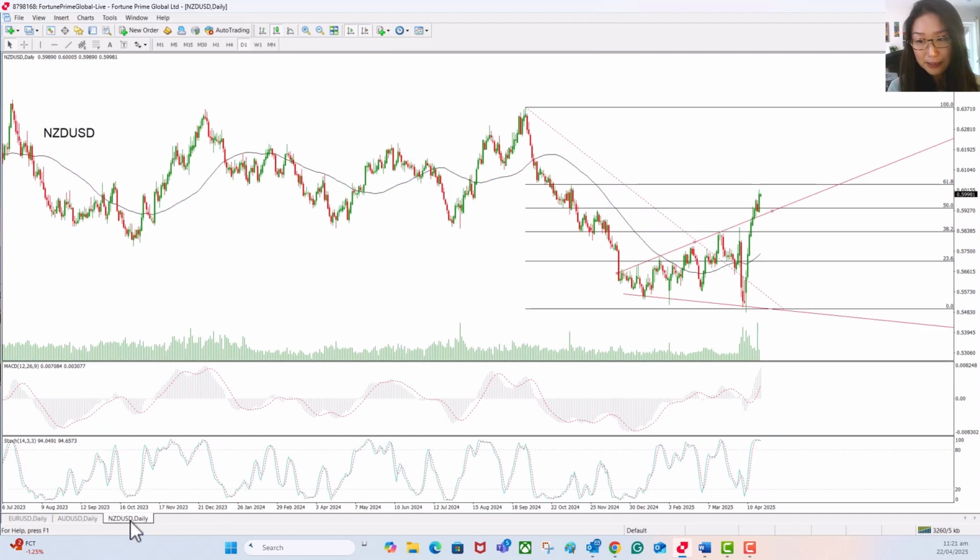The last one is the New Zealand dollar against the US dollar. This pair is much stronger than the Australian dollar. However, the New Zealand dollar is also a commodity currency. Now it's breaking out of this trend line, potentially opening up another wave of uptrend. Also, as it is now moving above the 50% Fibonacci retracement, the next imminent resistance could be around the 61.8% retracement level.